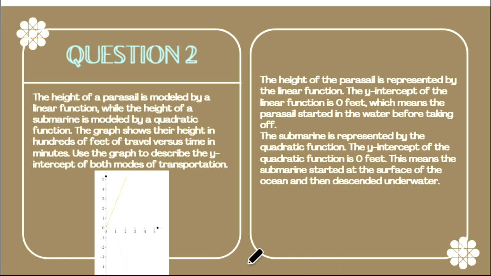The height of the parasail is represented by the linear function, this orange line. The y-intercept of the linear function is 0 feet, which means the parasail started in the water before taking off. The submarine is represented by the quadratic function, this blue curve. The y-intercept of the quadratic function is 0 feet. This means the submarine started at the surface of the ocean and then descended underwater.